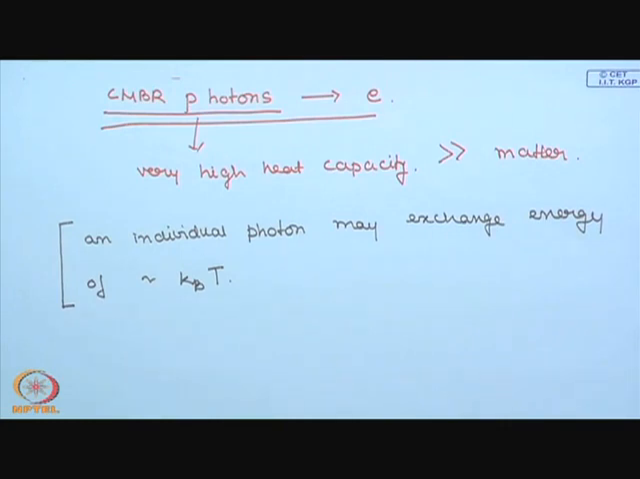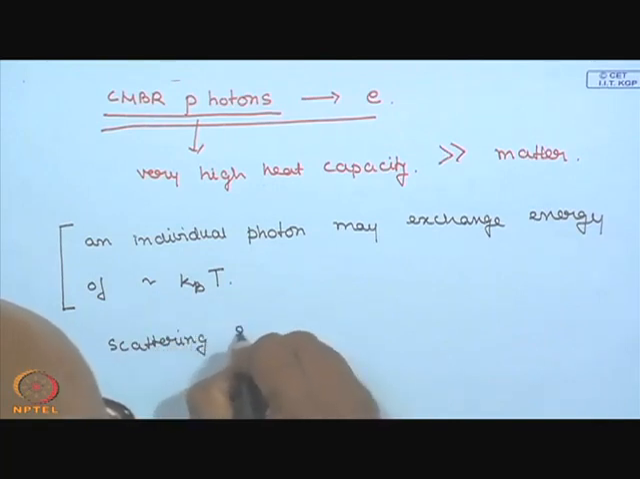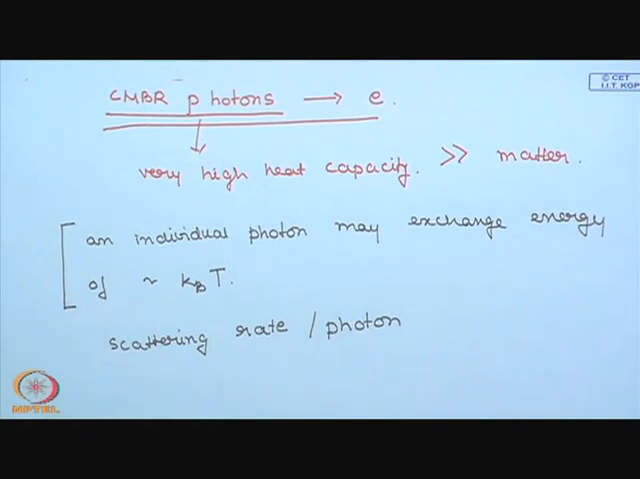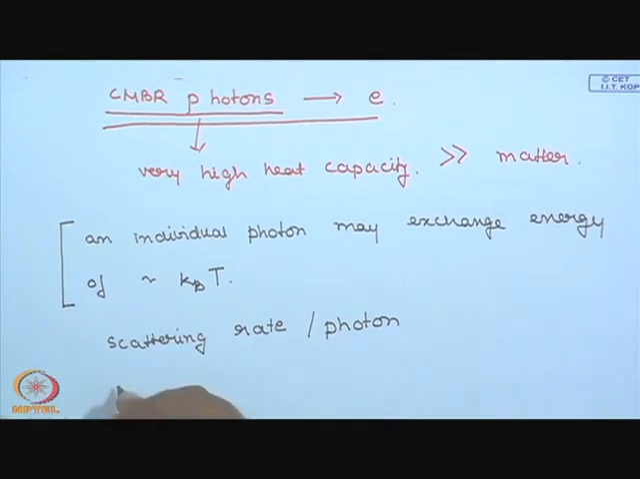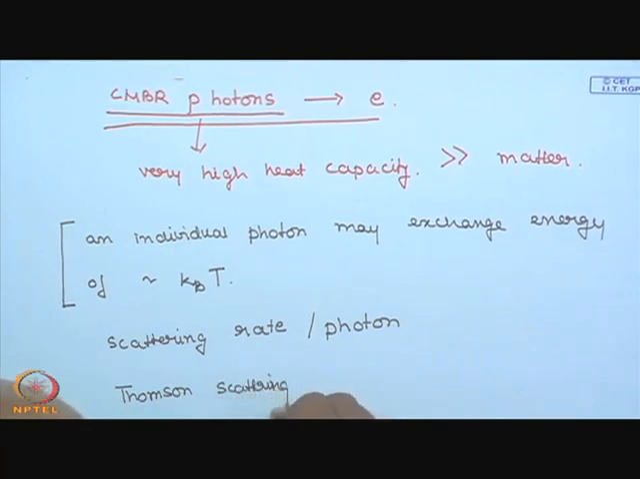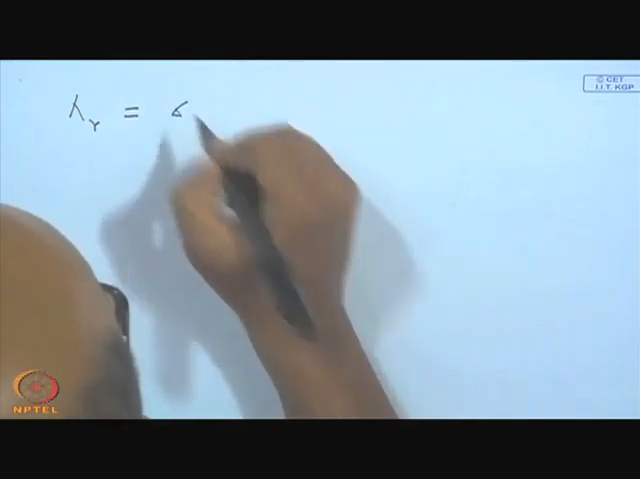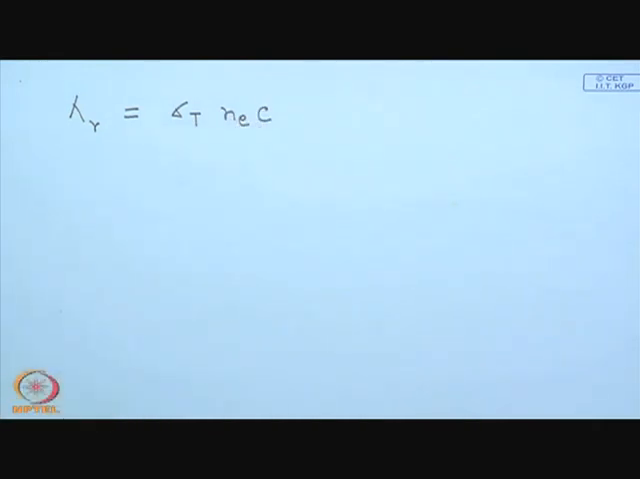To do this, we have to look at the scattering rate per photon. That is the rate at which a single photon will scatter off electrons. For calculating the scattering rate, we just have to look at the Thomson scattering cross section. This is quite simple to calculate. Let us denote it by lambda nu gamma. So, we have the Thomson scattering cross section sigma t, which we have come across earlier. This cross section times the number density of electrons times the speed of light will give us the rate at which the scattering takes place.